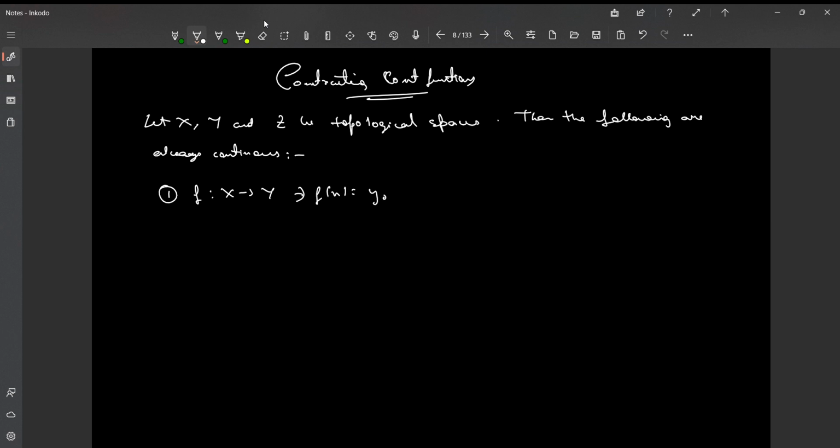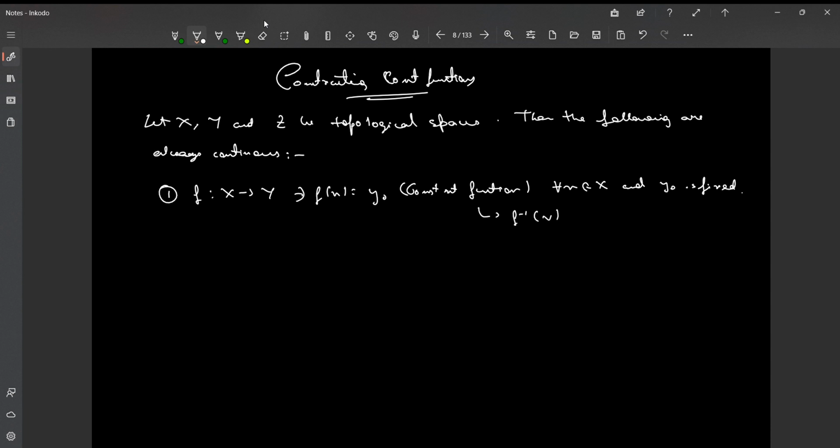Then the following are always continuous. Number one, f from X to Y such that f of x is equal to y naught. So it's a constant function, right? Y naught is a constant from Y, and it doesn't vary with x, for all x in X, and y naught is fixed.